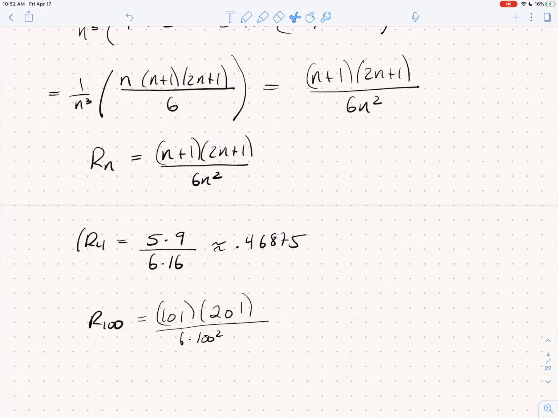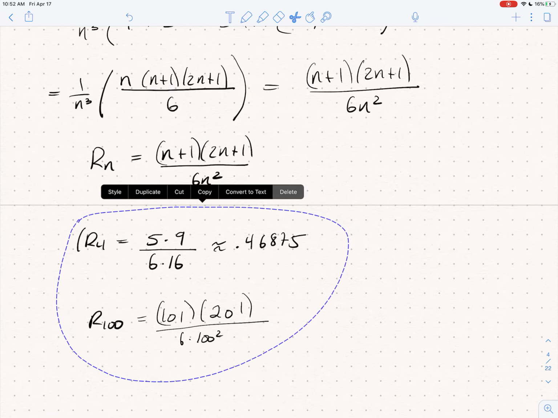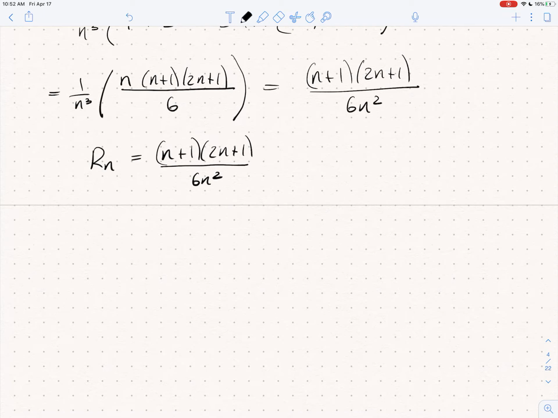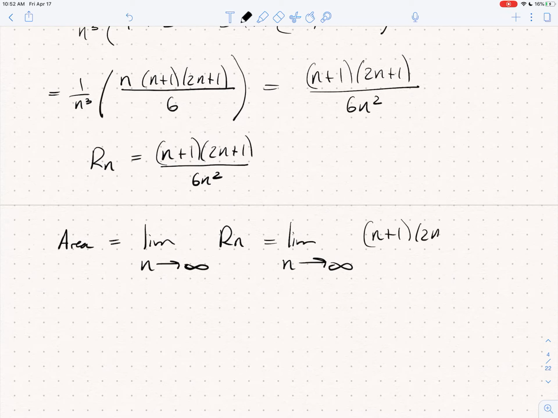We're not interested in estimating it anymore. We want to get the precise area, and so here's what we do. We need to realize that the area that we're after is equal to the limit as n goes to infinity. Oh yeah, we're not done with limits yet. Of R sub n. Well, this is the limit as n goes to infinity of n plus 1 times 2n plus 1 over 6n squared. And you could work this limit out using L'Hopital's rule.